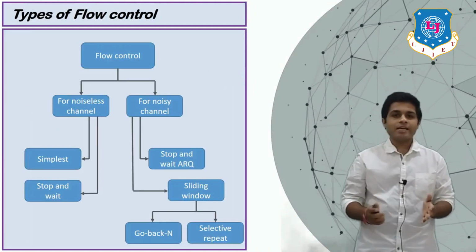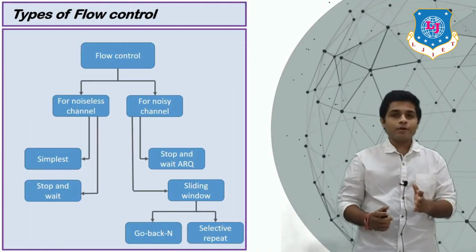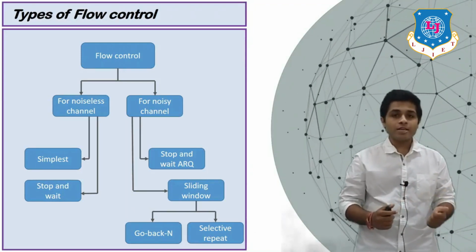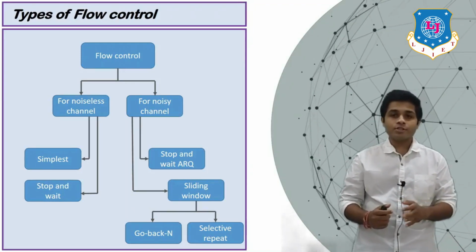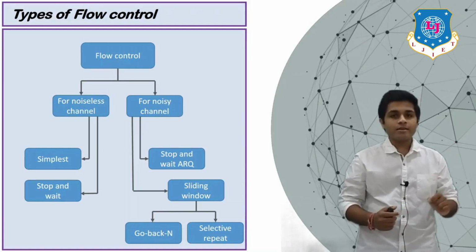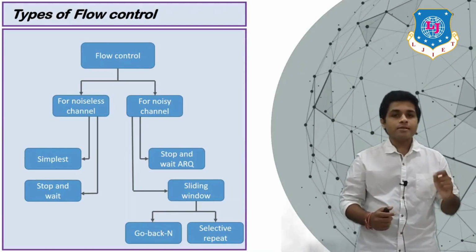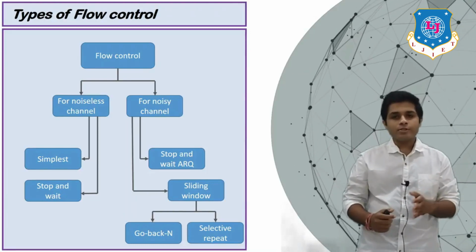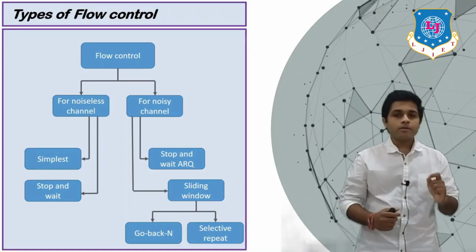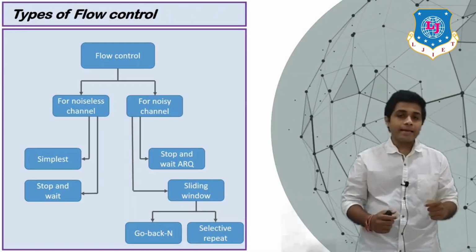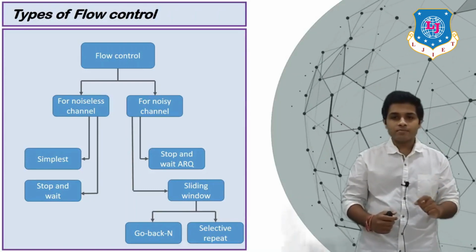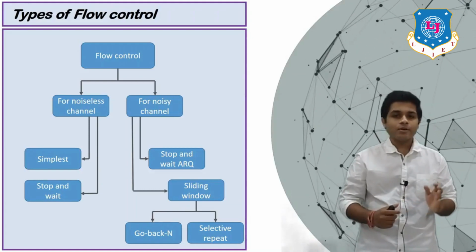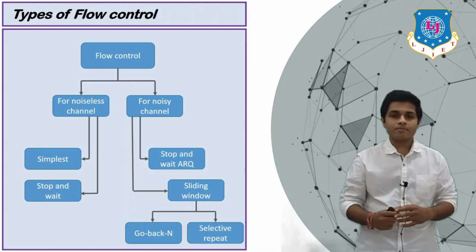Now let's see the types of flow control. The flow control is divided into two main types. The first one is for noiseless channel and the second is for noisy channel. For noiseless channel, it has two types, which are the simplest protocol and the stop and wait protocol. For the noisy channel, it has two types. The first one is stop and wait ARQ and the other is sliding window. And you can see that sliding window is further divided into two categories, go back and selective repeat.